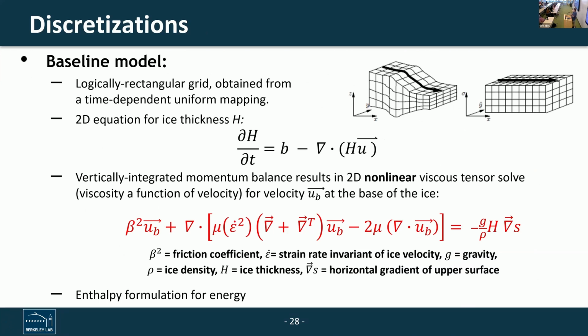And how we do this, basically, we have a logical rectangular grid. We have a mapping in the vertical direction, so our grid system is Cartesian in X and Y, and this mapped coordinate in the vertical direction. It goes from 0 to 1, depending on how thick the ice is. We're solving, like I said, this two-dimensional equation for ice thickness, which I've already talked about. And then we have to solve this vertically integrated momentum balance. This nonlinear system, which I'm only putting up here to say it's a big, ugly nonlinear equation. That's what we literally spend 90% of our time solving, that red equation, which is why it's red.